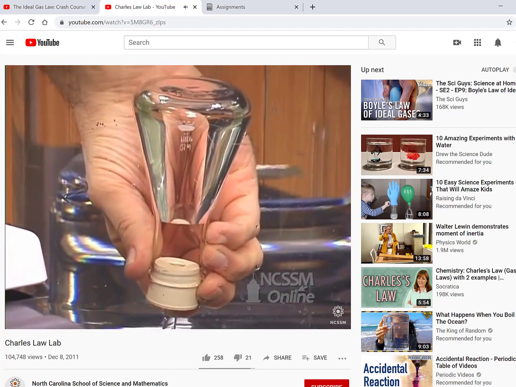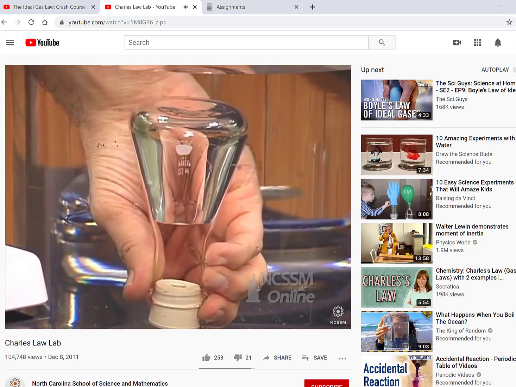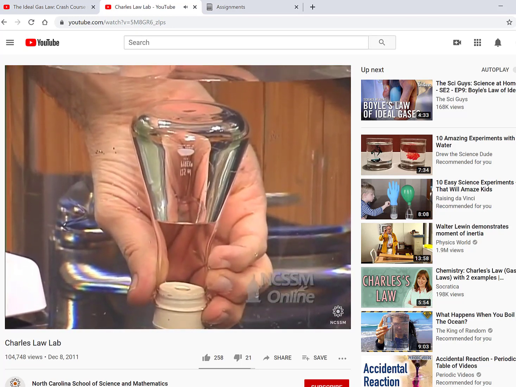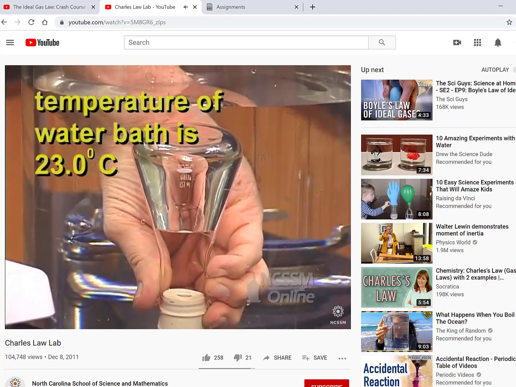As the gas cools, see what happens? The gas inside of that flask pushes water up into the flask. Eventually, the air in the flask will come to the same temperature as the large water bath.